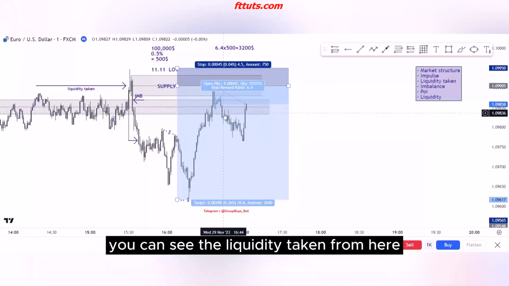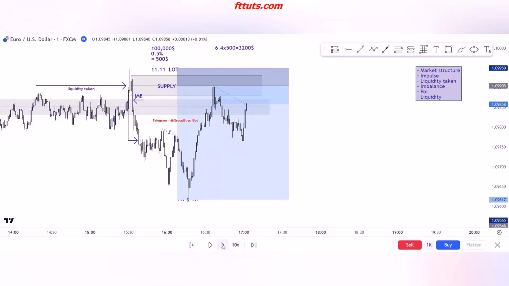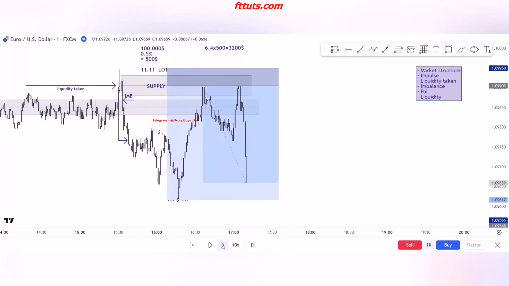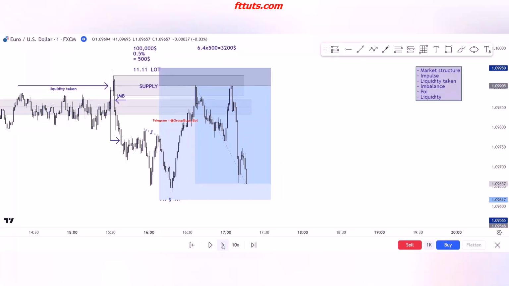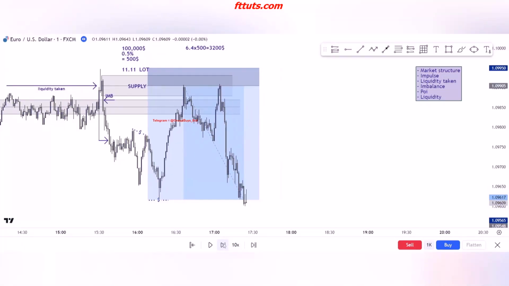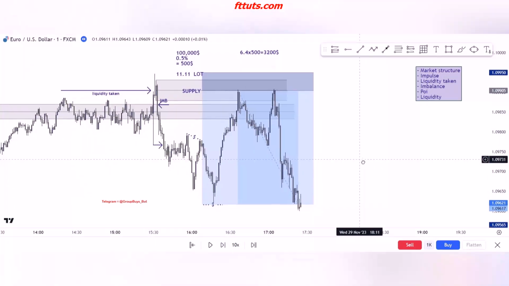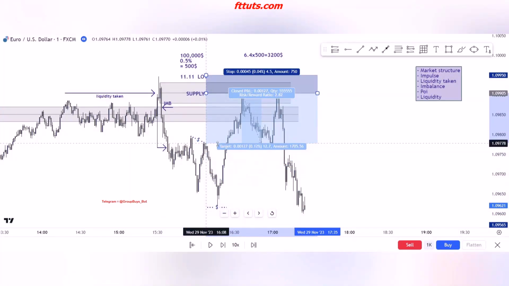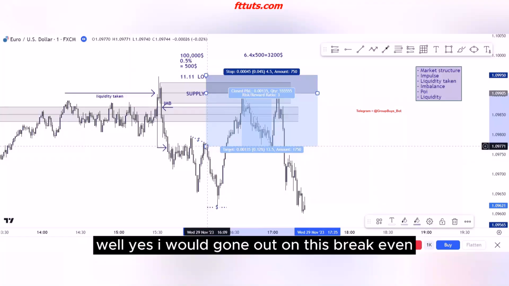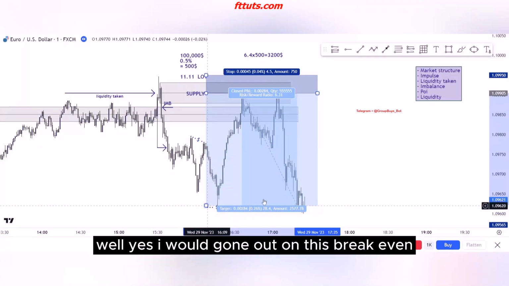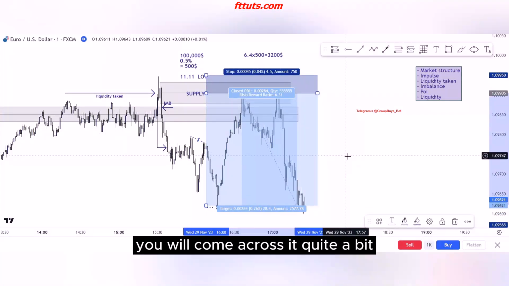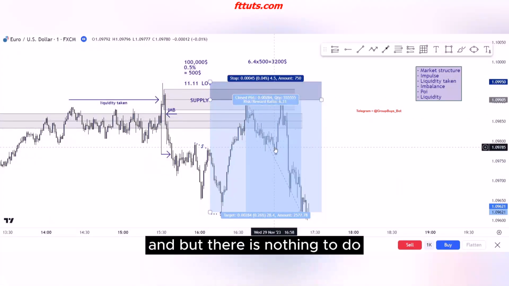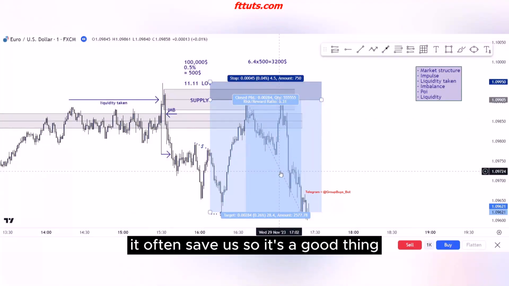You can see the liquidity taken from here. Let's see if it reaches 3R. Well, yes, I would have gone out on this break even. You will come across it quite a bit, but there is nothing to do. It often saves us, so it's a good thing.